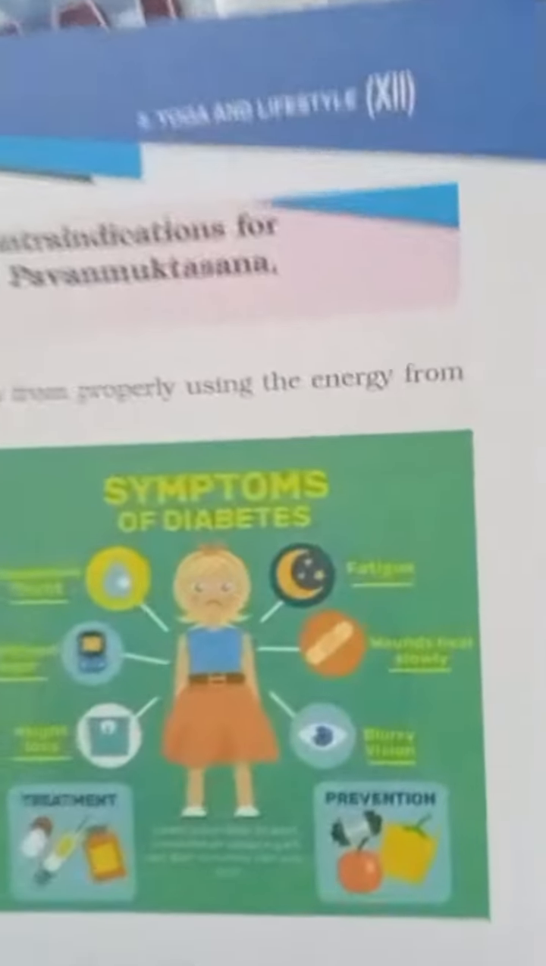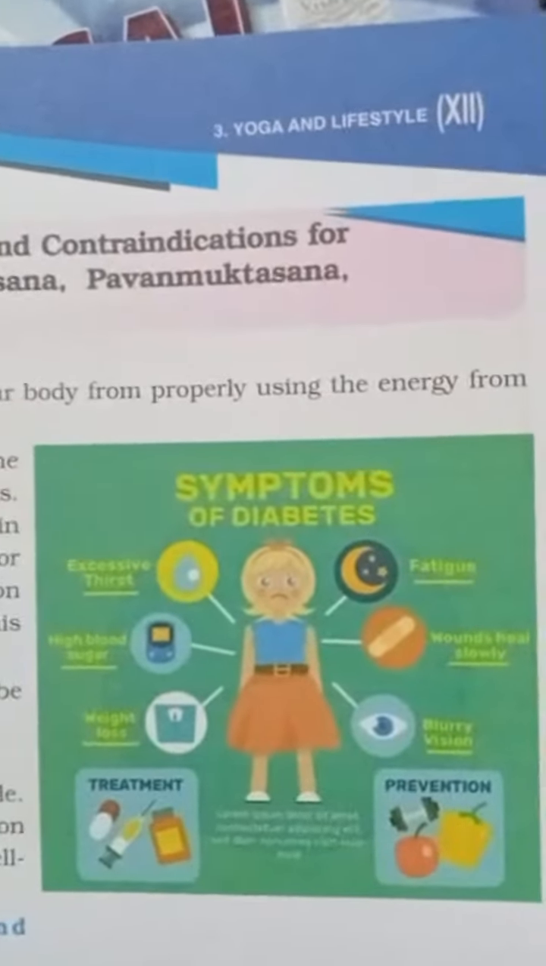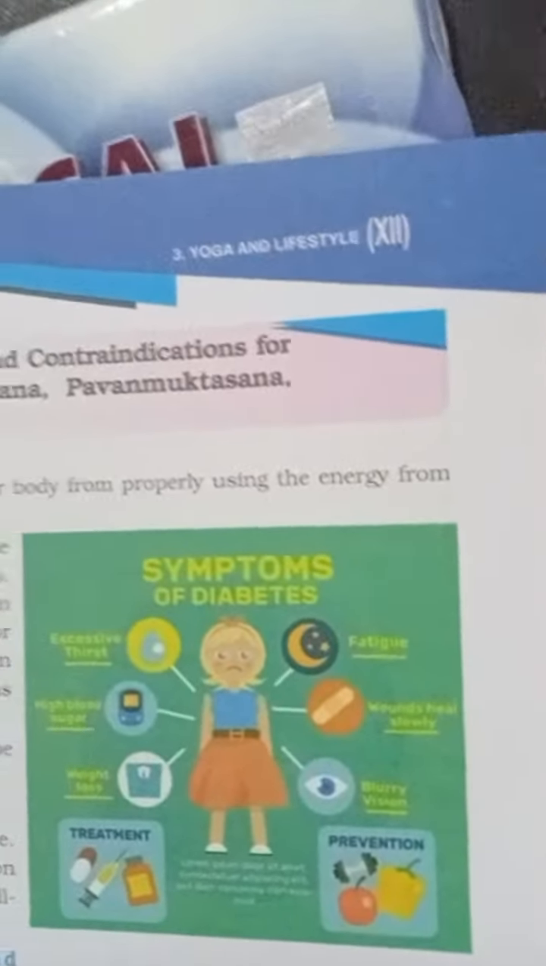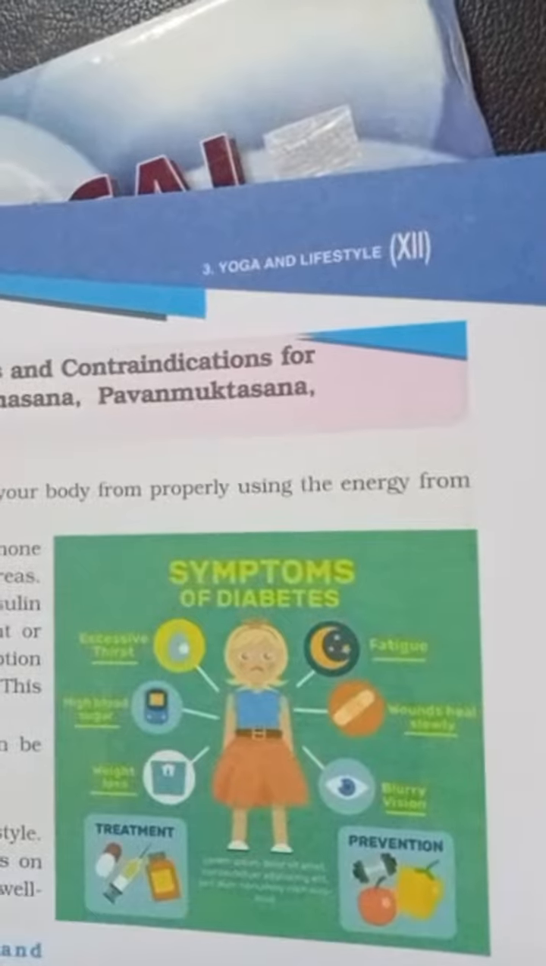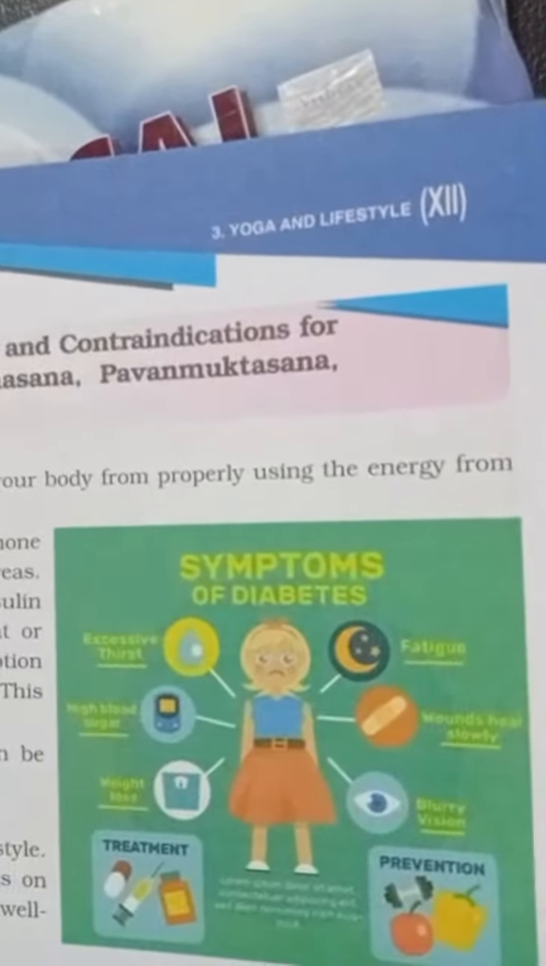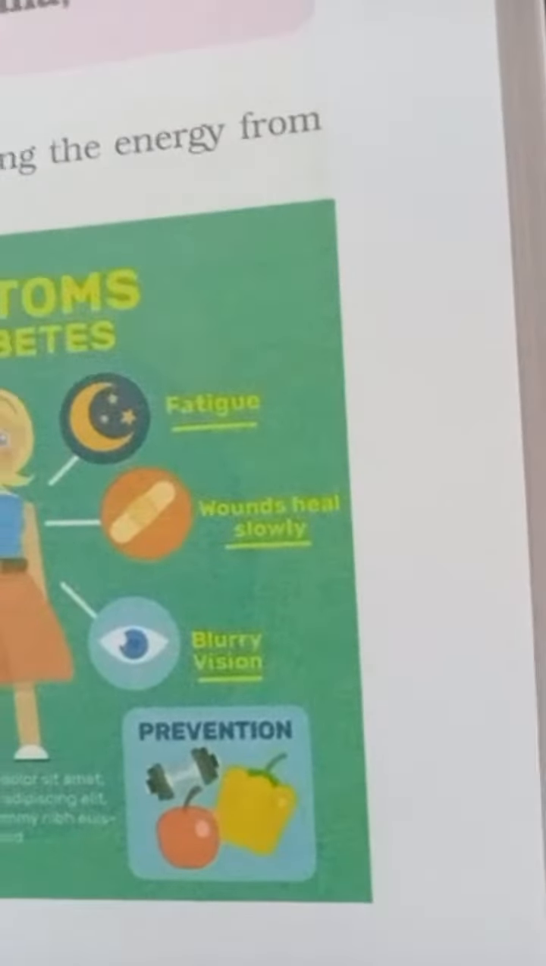So these are the symptoms of being diabetic: excessive thirst, high blood pressure, weight loss, fatigue, wounds that heal very slowly, blurry vision. Then the treatment is, as you know, only some tablets and all that. And then prevention is through your regular exercise and a lot of liquid.